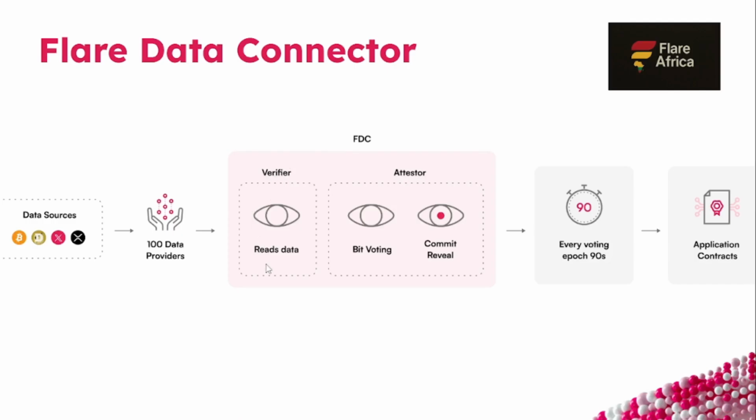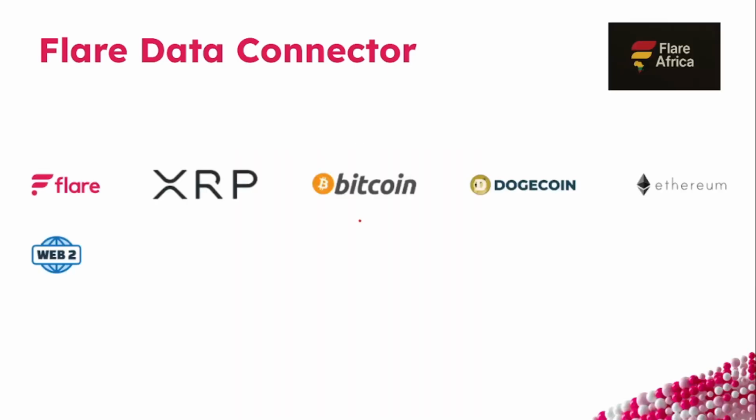The verifier reads the data, and then they go through a voting process to verify the authenticity of that data, and that happens in a period of about 90 seconds, although it could go slightly higher, for a number of factors. But after that is done, your data is now available for you to use in your smart contracts. All you have to do is verify the data and the proof that was generated by the FDC protocol, and then you can have your data accessible to you through your smart contracts.